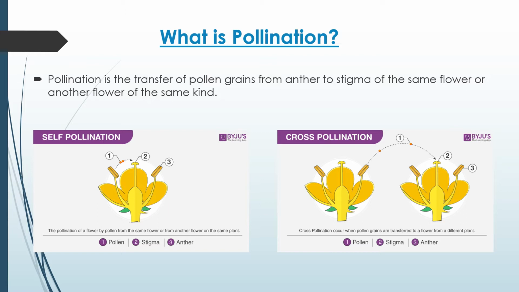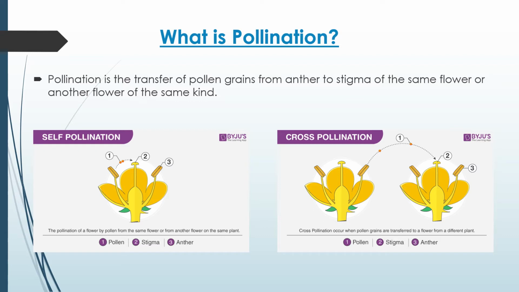As you can see in the picture, let us discuss self-pollination. We have one flower. Now number one is pollen, number two is stigma, number three is anther. Now when the pollen is being transferred from anther to stigma of this own flower, of the same flower, it is called self-pollination, meaning the pollination is happening within the flower itself. Pollination is happening inside one flower when pollen is being transferred from anther to stigma.